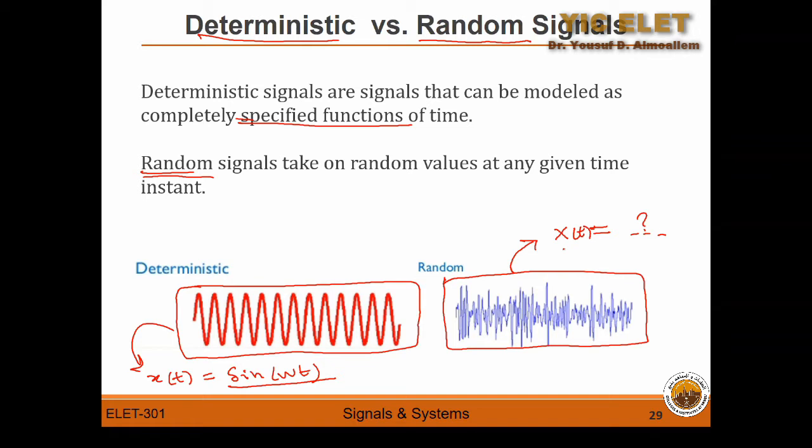But I just want you to figure out, whenever you see random signals, that you don't need to do something about it, but just identify that this is a random signal which is behaving in such a way that you cannot put it in a certain well-known function.